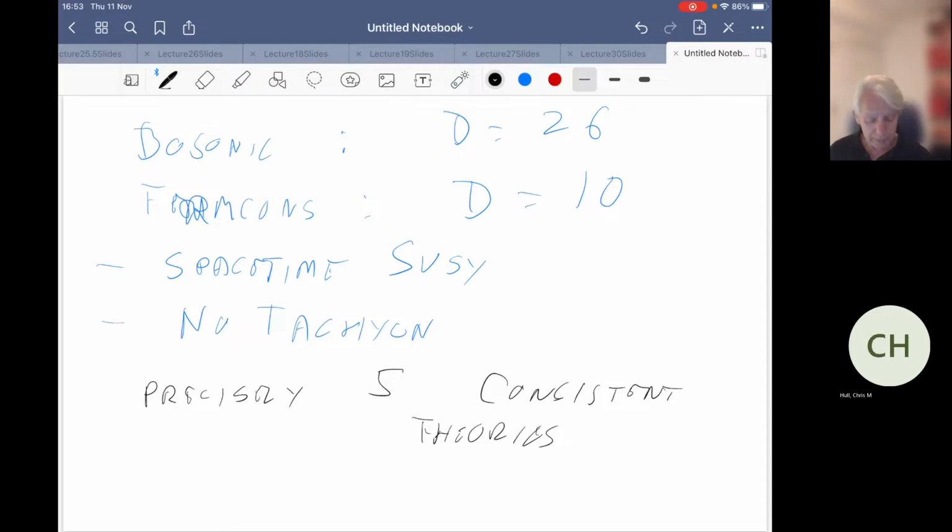Now, one of the issues which immediately arises is, why are there precisely 5 consistent quantum theories of gravity arising in this way? And that's one of the questions I want to address in this lecture. So another feature is that the massless sector, as I've mentioned, is a supersymmetric theory which includes a set of particles including gravity. So it's a supergravity theory.